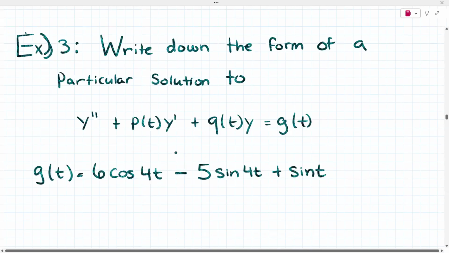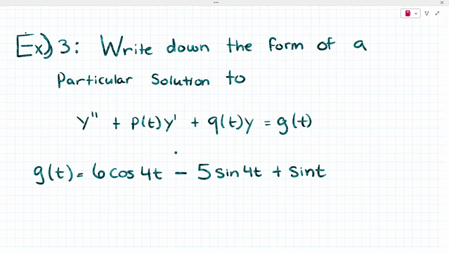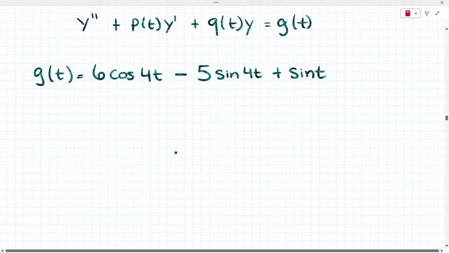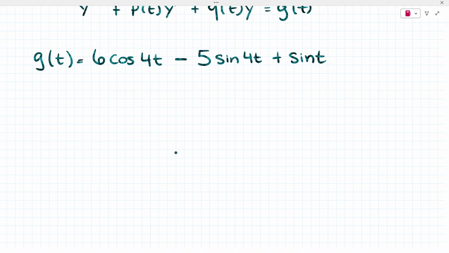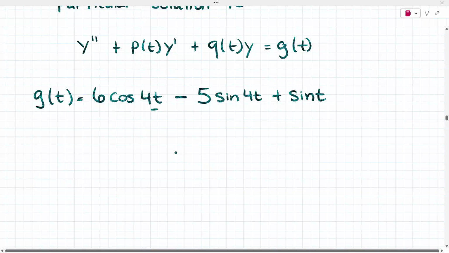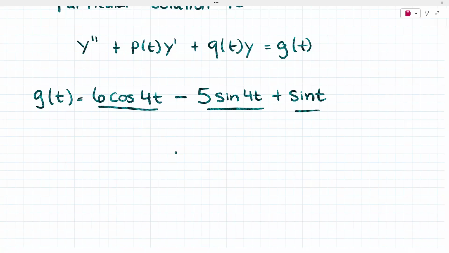So let's move on to example 3. Example 3 says write down the form of a particular solution to y double prime plus p(t) y prime plus q(t) y equals g of t. So we have g of t equals 6 cosine of 4t minus 5 sine of 4t plus sine of t. So what are we going to do? We have a trig. This is a trig, this is also a trig, and this is also a trig. So let's start with this one right here.